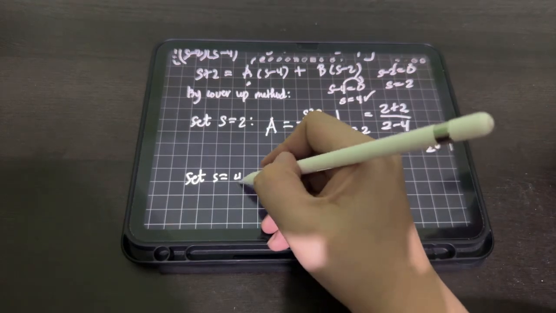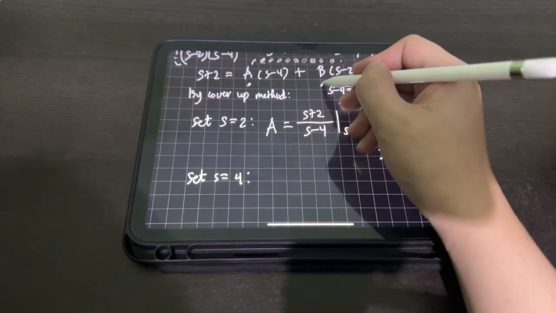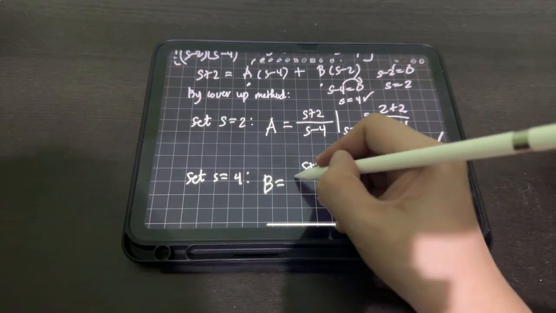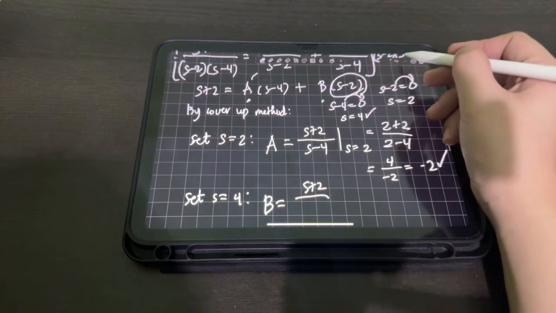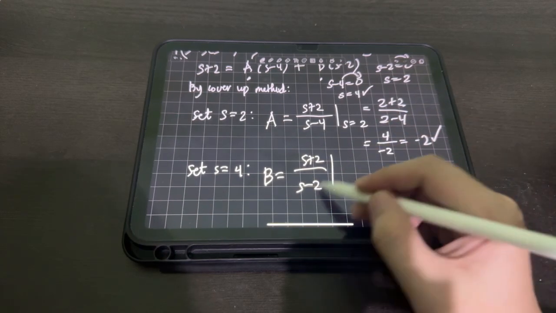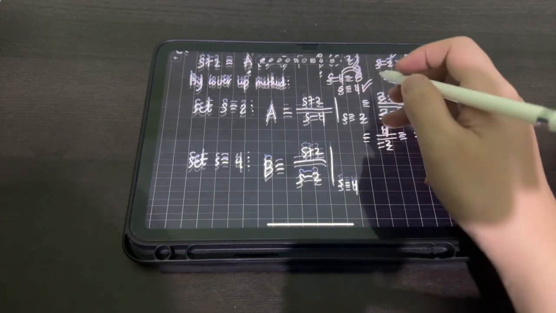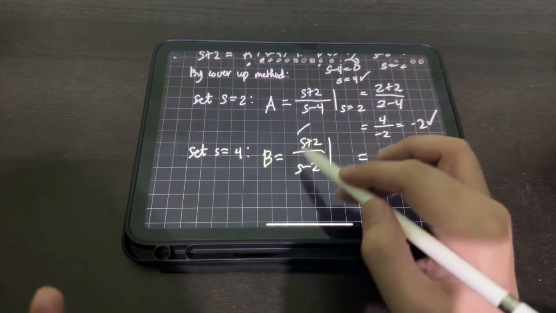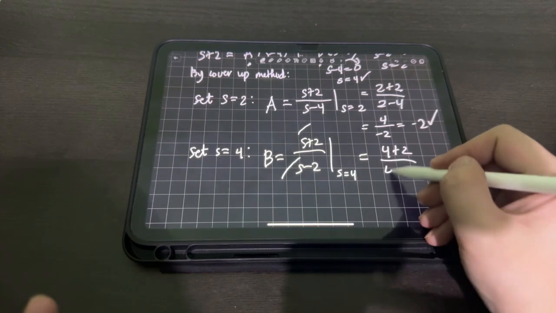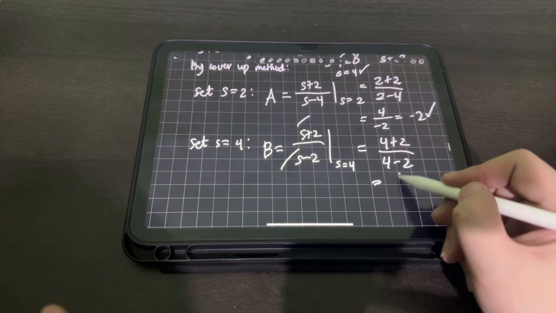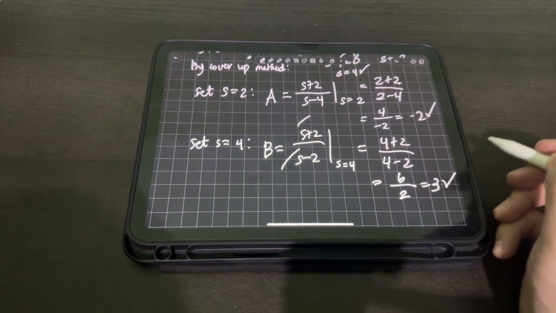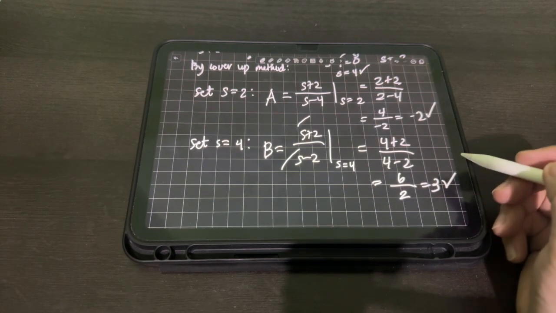So, therefore, you will set s equal to 4 to find the direct value of b equal, again, to the left side, s plus 2, that will be the numerator, over the factor of b, s minus 2. That's the denominator. Then evaluated at s is equal to 4. Okay, so we will replace this time every s here with 4. So we will have 4 plus 2 over 4 minus 2. 4 plus 2, that's 6. Over 4 minus 2, that's 2. So 6 divided by 2 is 3. So therefore, the value of b is positive 3.